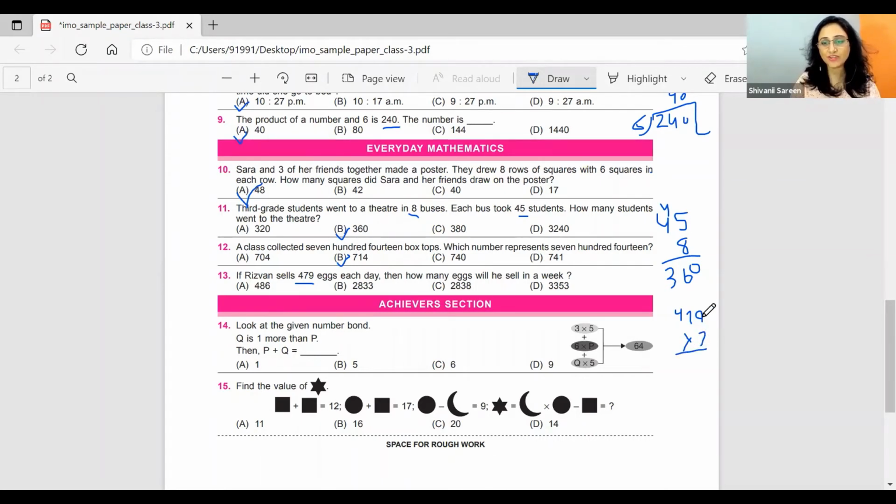Now 7 nines are 63. Carry over is 6. 7 sevens are 49. 49 plus 6, 55. Now 7 fours are 28. 28 plus 5 is 33. So which answer is correct? Option number G.